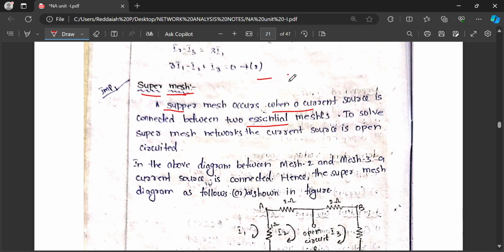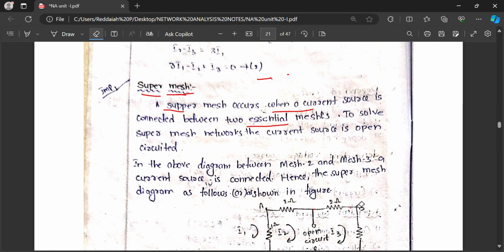Super node also. Between two nodes, if any voltage source is there, that is called a super node. If a voltage source is connected between two nodes, these two nodes together are known as a super node.